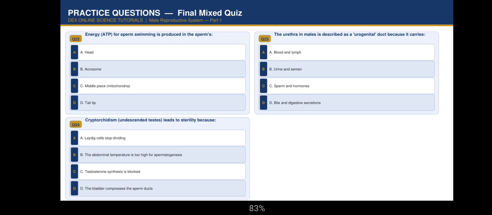Now, question number 3, the urethra in males is described as the urogenital duct because it carries... this one is very, very important. You need to understand the word genital. Anytime you hear the word genital, it refers to the reproductive system. And anytime you hear the word uro, it represents the excretory system, like urine. Uro represents the urine, the excretory system. Genital represents the reproductive system. So when you hear the word urogenital, it means you are combining these two.